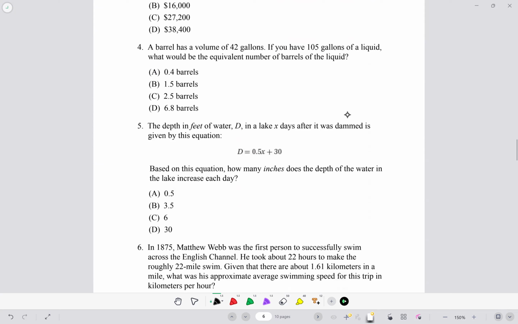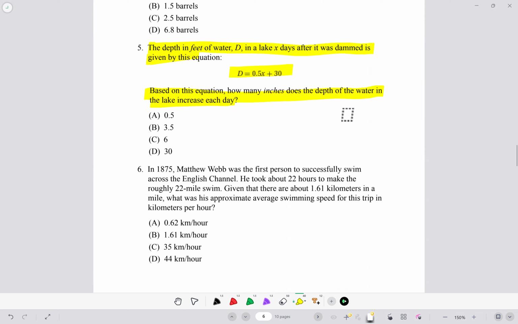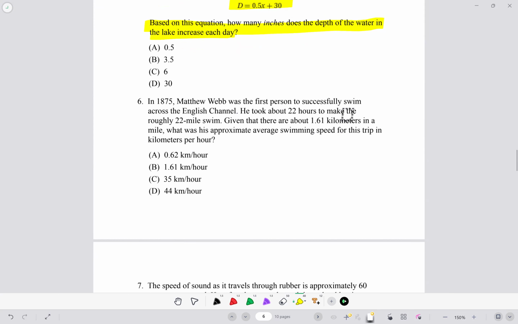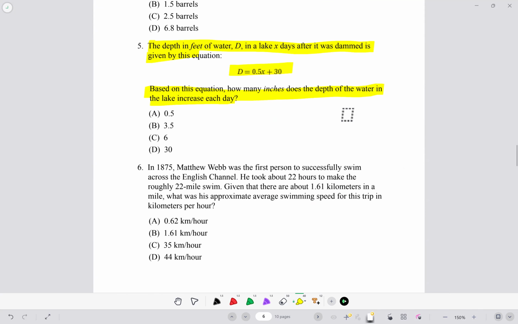The depth in feet of water D in a lake X days after it was dammed is given by the equation D equals 0.5x plus 30. Based on this equation, how many inches does the depth of water in the lake increase in each day? These are some pretty nice and enjoyable examples. I think you should do it at your home.